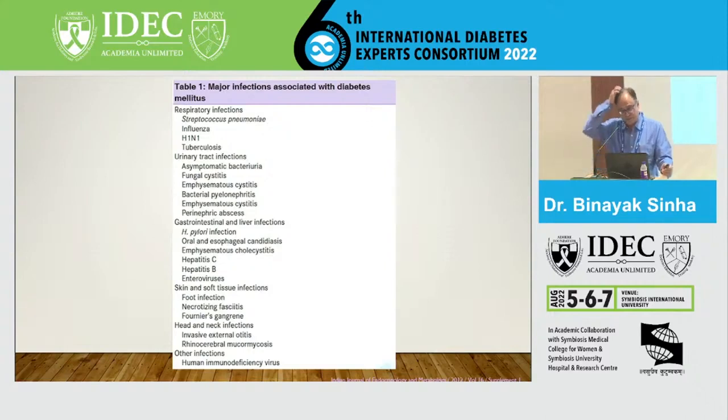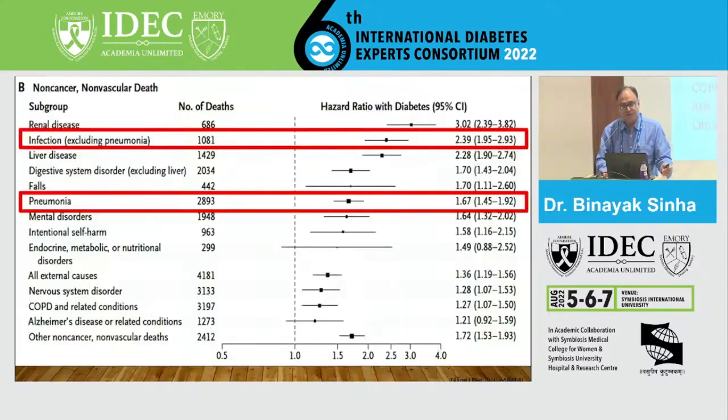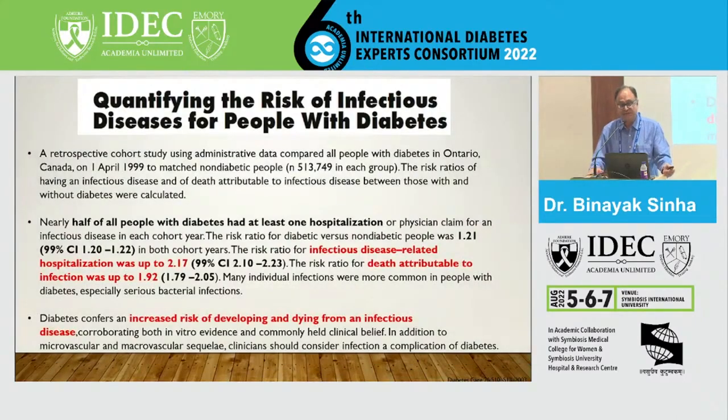Now this is taken from a paper which was before COVID hit our country, but it is no doubt that even before COVID hit, infections were one of the leading causes of death in people with diabetes, which includes infections not affecting the lungs and also includes people who get pneumonia, to the tune of 67% higher incidence of death in pneumonia from diabetes, and about 2.5 times death in people with diabetes compared to people without diabetes. Now, this is a quantification and this is a retrospective cohort.